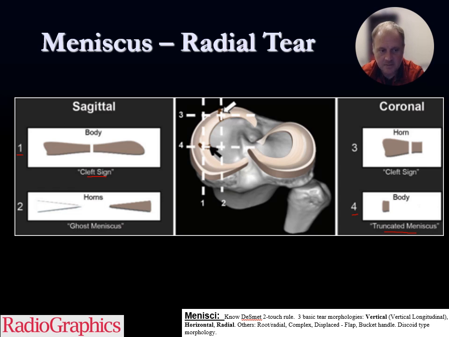tear. You can also have what's called the ghost meniscus. So if you can find the slice where you cut through the vertical radial tear perfectly, you basically won't see any meniscus at all. So that can be a helpful sign to know that there is a vertical radial tear.